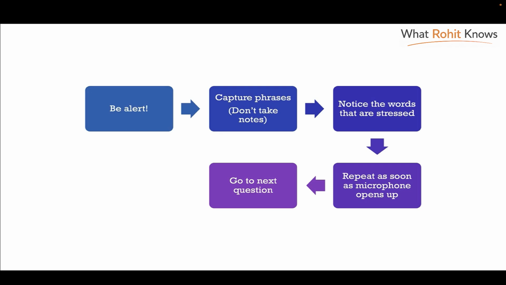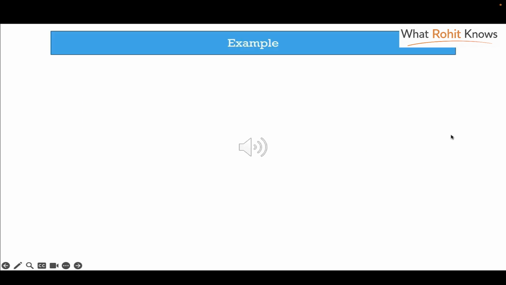Let's have a look at an example now. We'll first do the example. So I'll play the audio, you try to repeat it, then I'll show you what the transcript was so you can understand how accurately you have been able to repeat. And after that, we will look at this in a step-by-step manner. So I'll play.